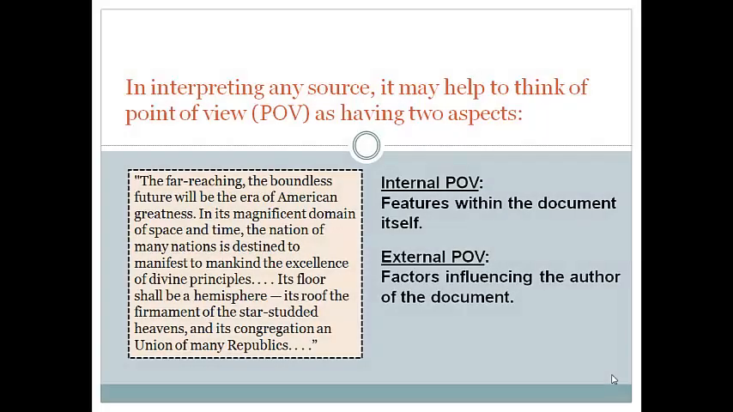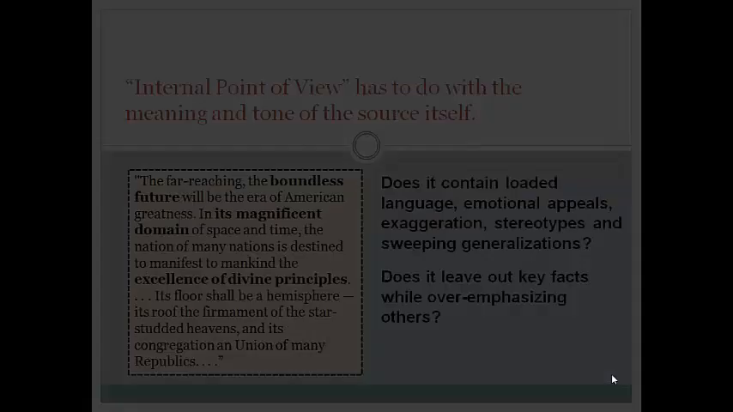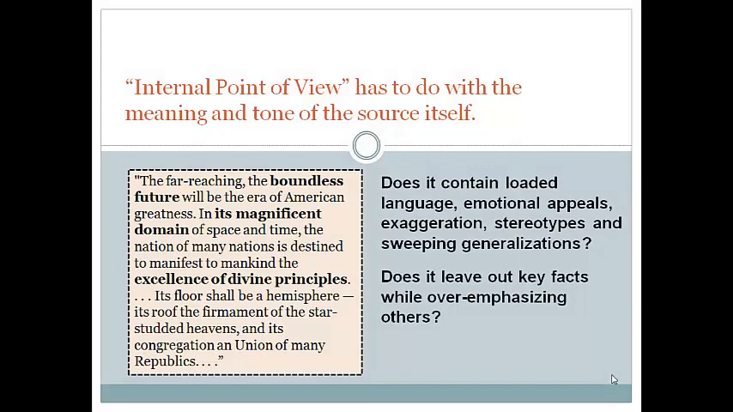It helps to think of the concept of point of view as having 2 aspects. We can label them internal point of view and external point of view. Internal point of view has to do with the meaning and tone of the source itself. That is, it has to do with various kinds of loaded language, or with the way it selectively emphasizes some things while downplaying others or leaving them out entirely. That is, it has to do with various meanings that students discover when they read closely to interpret any source.